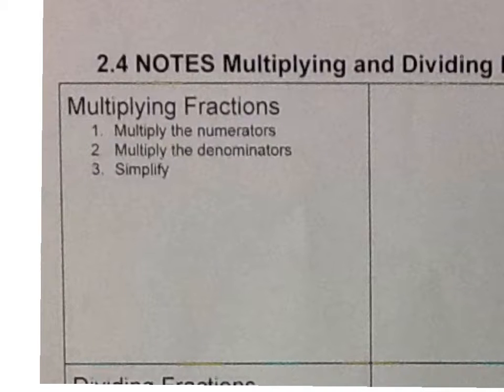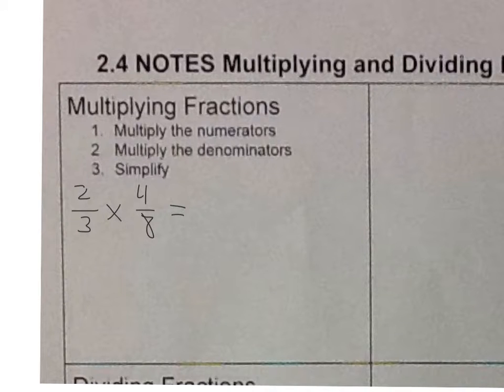The steps for multiplying fractions are listed here. First, you multiply the numerators. Second, you multiply the denominators. And then third, you simplify. So let's say that we have the fraction 2/3 times 4/8. The first thing we do is multiply the numerators.